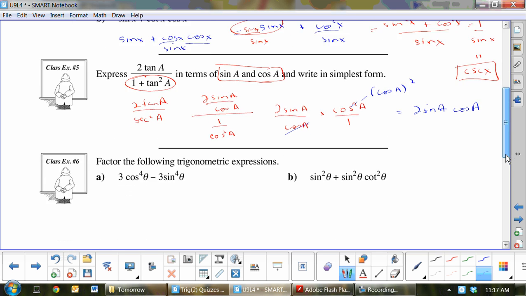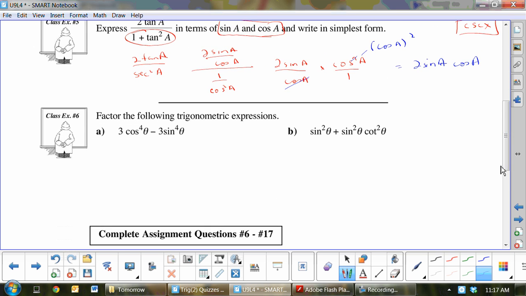Okay, last examples here. Now these ones, we're going to factor them. Now, by factoring them, they may come up with something that is on your identities.